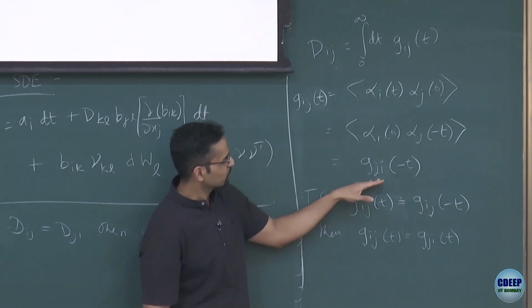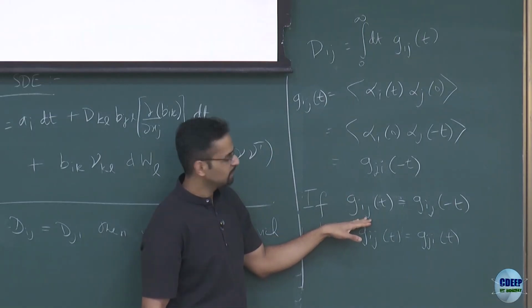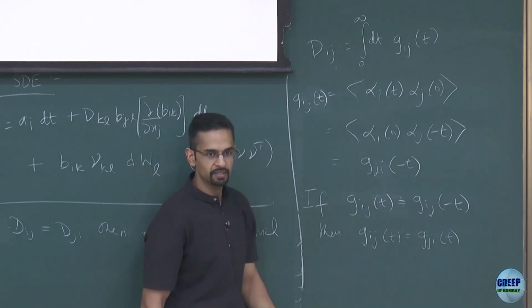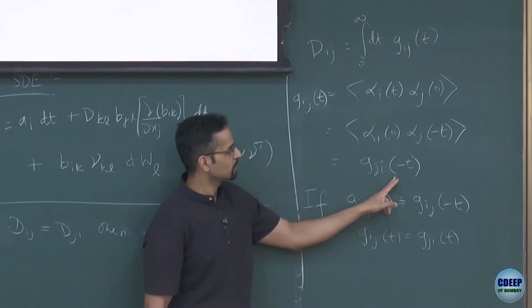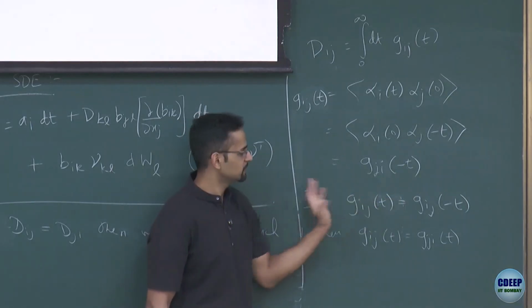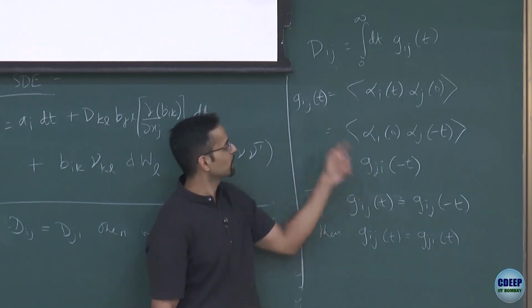Now I am saying, okay, forget about the ij for the moment. I'm simply saying you take the autocorrelation, and say that t can be replaced by minus t. So I can do that now here. If this is true, I can replace minus t by t. And then looking back, you'll say, oh, it is symmetric.